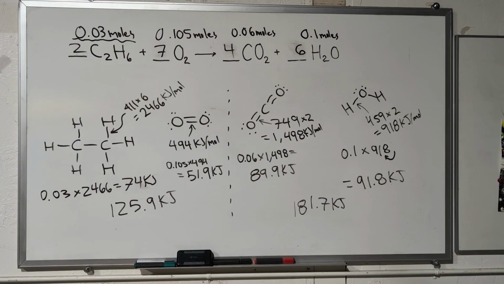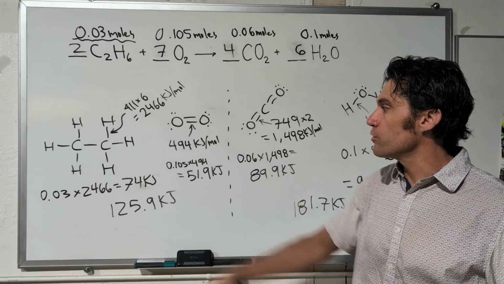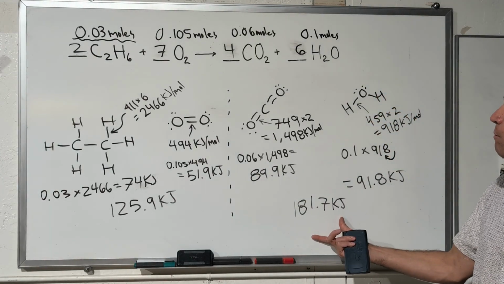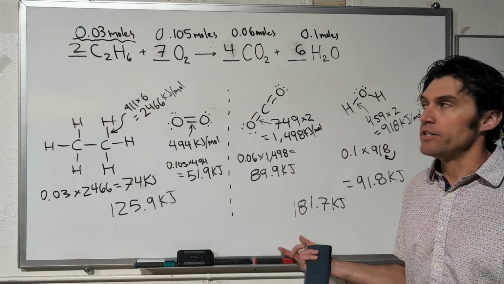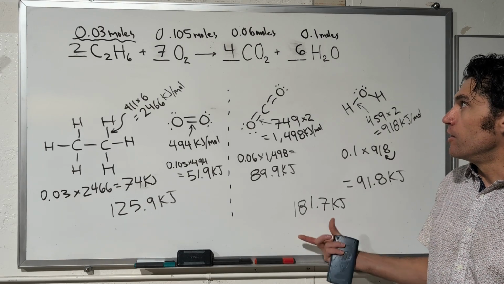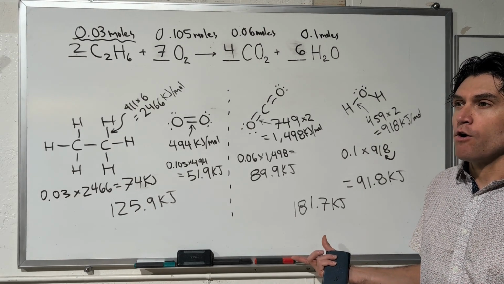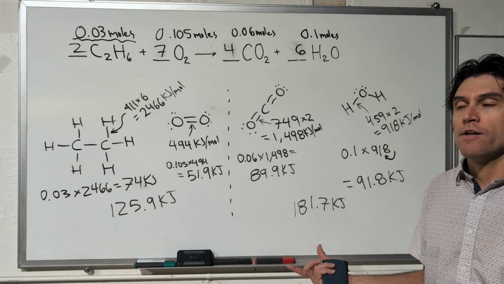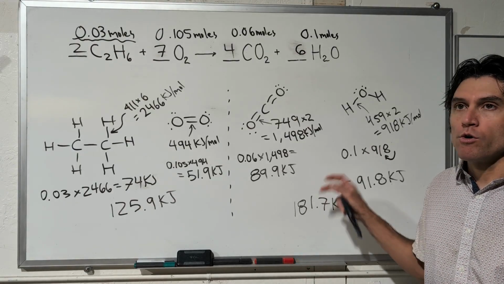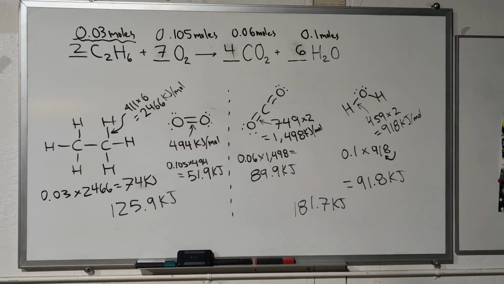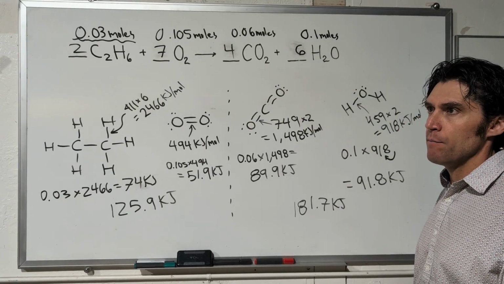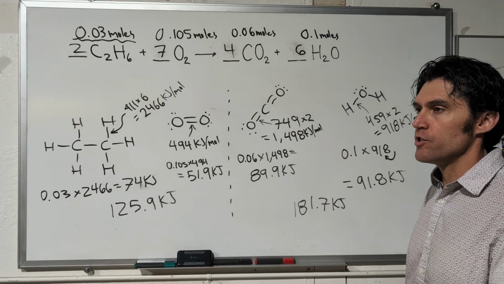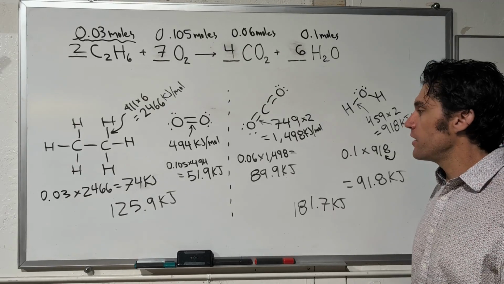Okay, so that wasn't that bad. That really wasn't that bad. We know that to break all the bonds on the left side takes 125.9 kilojoules of energy. Breaking all the bonds on the right side takes 181.7 kilojoules of energy. So that basically tells us that the molecules on the right are harder to break, so they've got stronger bonds, they're more stable. Okay, so the molecules on the right are more stable because they're harder to break. That makes sense. Stability is associated with strength, I guess you could say.